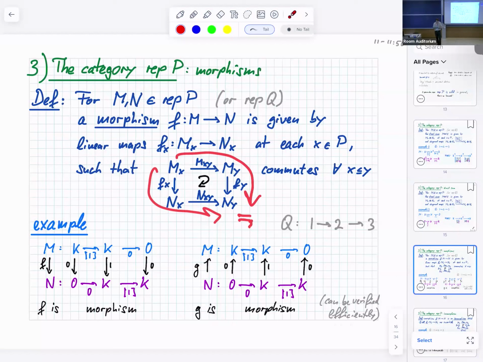So if I go back to the example that we considered yesterday, yesterday we were constructing the direct sum of two modules.